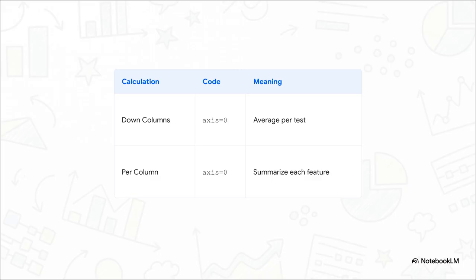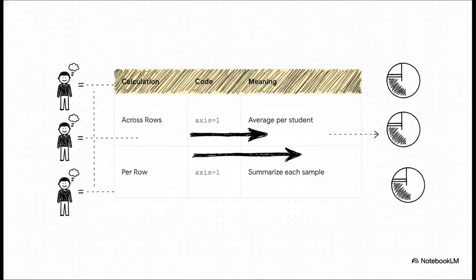In our little example, this gives us the average score for each individual test. And you can probably guess what happens next. If we switch it up and say axis equals 1, we're telling NumPy to work its magic across the rows. It squashes the columns for each row, giving us the average for the first student, then the second, and so on. Getting a handle on this axis concept is absolutely crucial for analyzing any kind of tabular data.